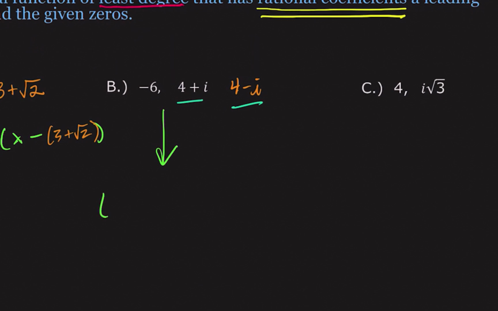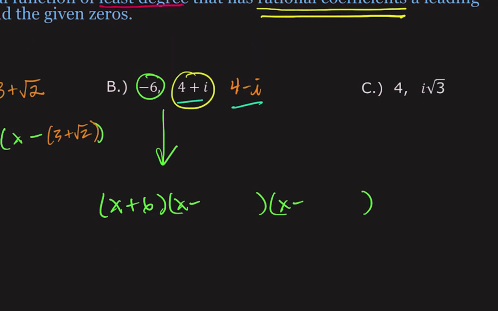And that means when we create our parentheses, we're going to have 3 of them. The first one will be from the negative 6, x minus a negative 6, or x plus 6. They'll all actually start with x minus. 4 plus i is going to be one of them. I put it in parentheses because we're subtracting the whole thing. We're going to need to distribute that minus. Same over here, 4 minus i in parentheses.